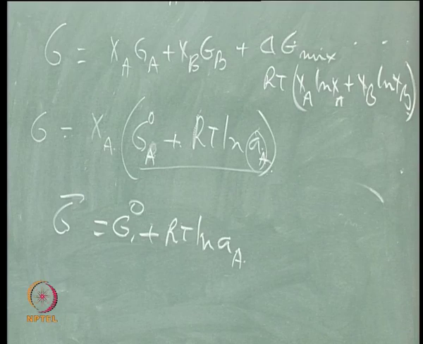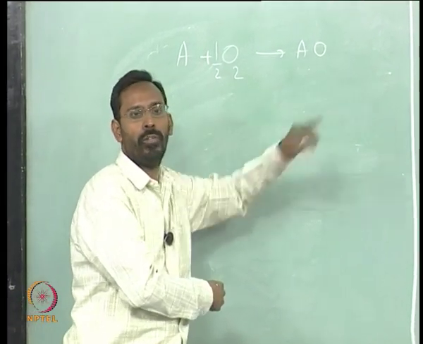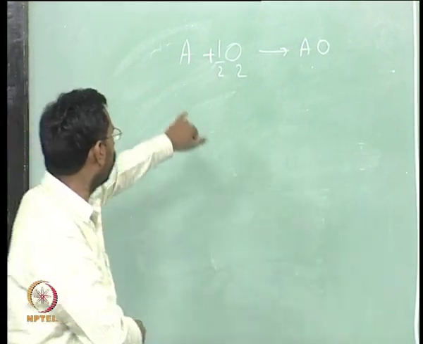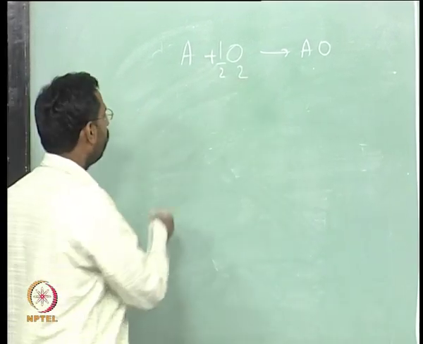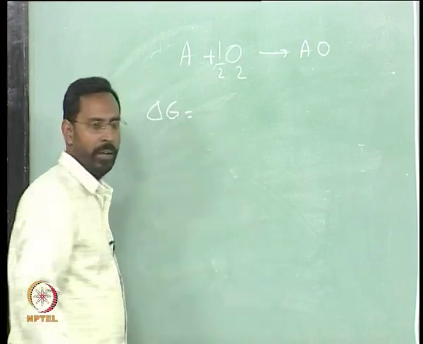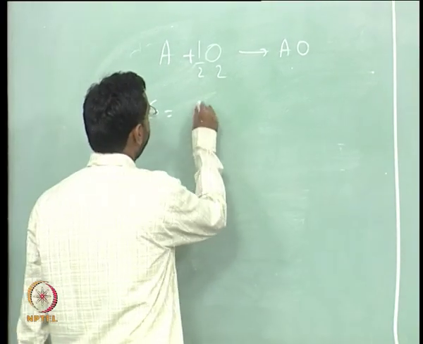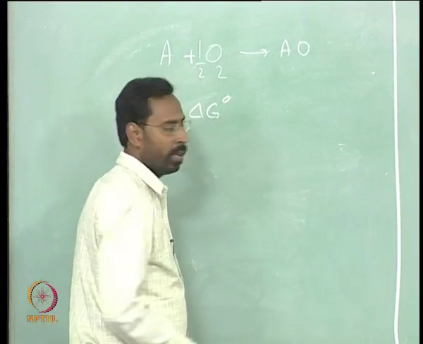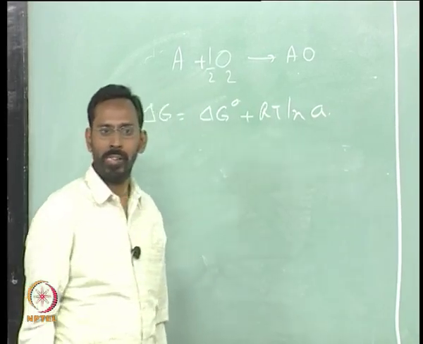If you take this expression, where one solid is reacting with a gas to give you an oxide, assume that this is a solid and this is a gaseous phase. In such a case, we can write the delta G of this reaction, and the delta G of the reaction can be taken as delta G naught plus RT ln A of the reaction.